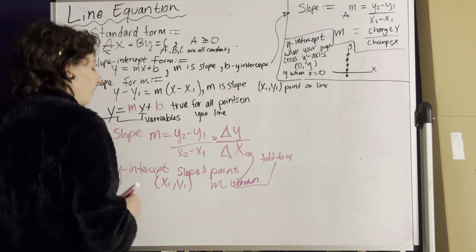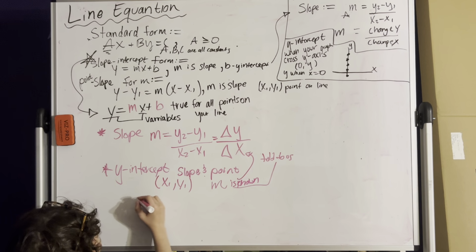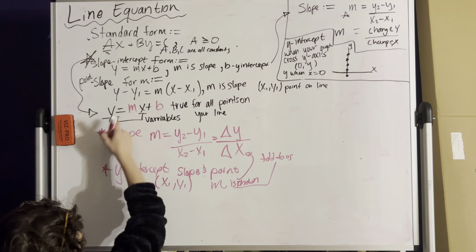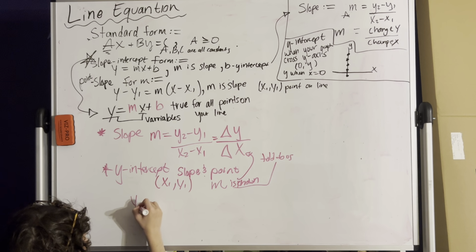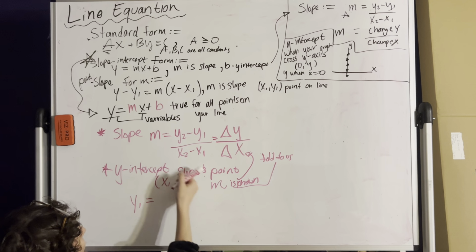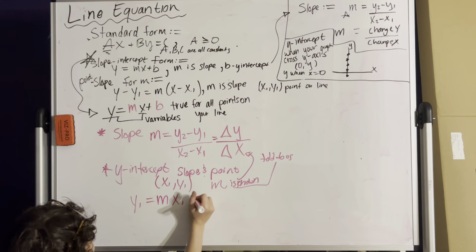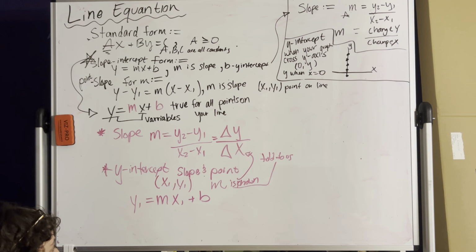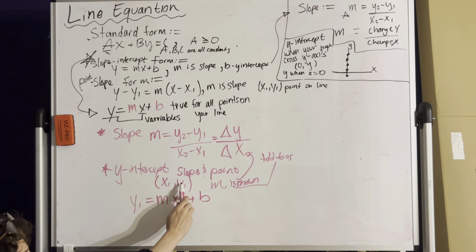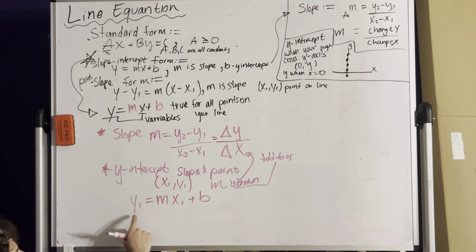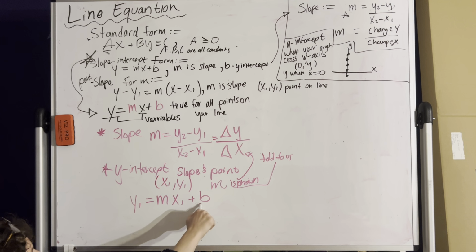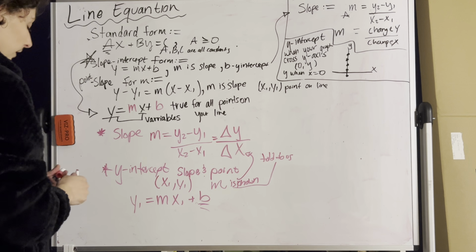Then what we can do is use this up here. So that means y1 is equal to m, which we know, times x1 plus b. And at this point, if they give you what the point is, x1 is just going to be a number. So you'll just multiply your numbers together and then solve to find what b is. So that's pretty cool.